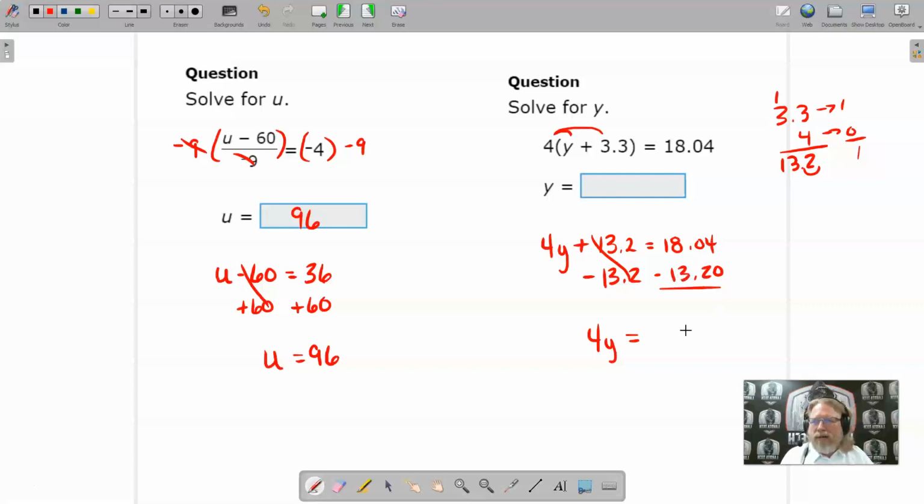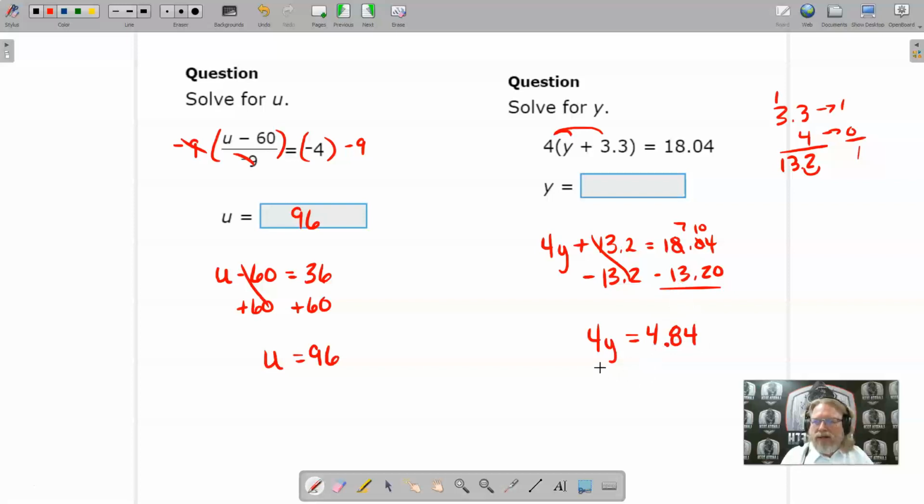4 minus 0 is 4. 0 minus 2, we need to borrow, make that 7. And this is going to become 10. So 10 minus 2 is 8. This is where our decimal belongs right here. And 7 minus 3 is 4. And 1 minus 1 is 0. So we end up with a positive 4.84.